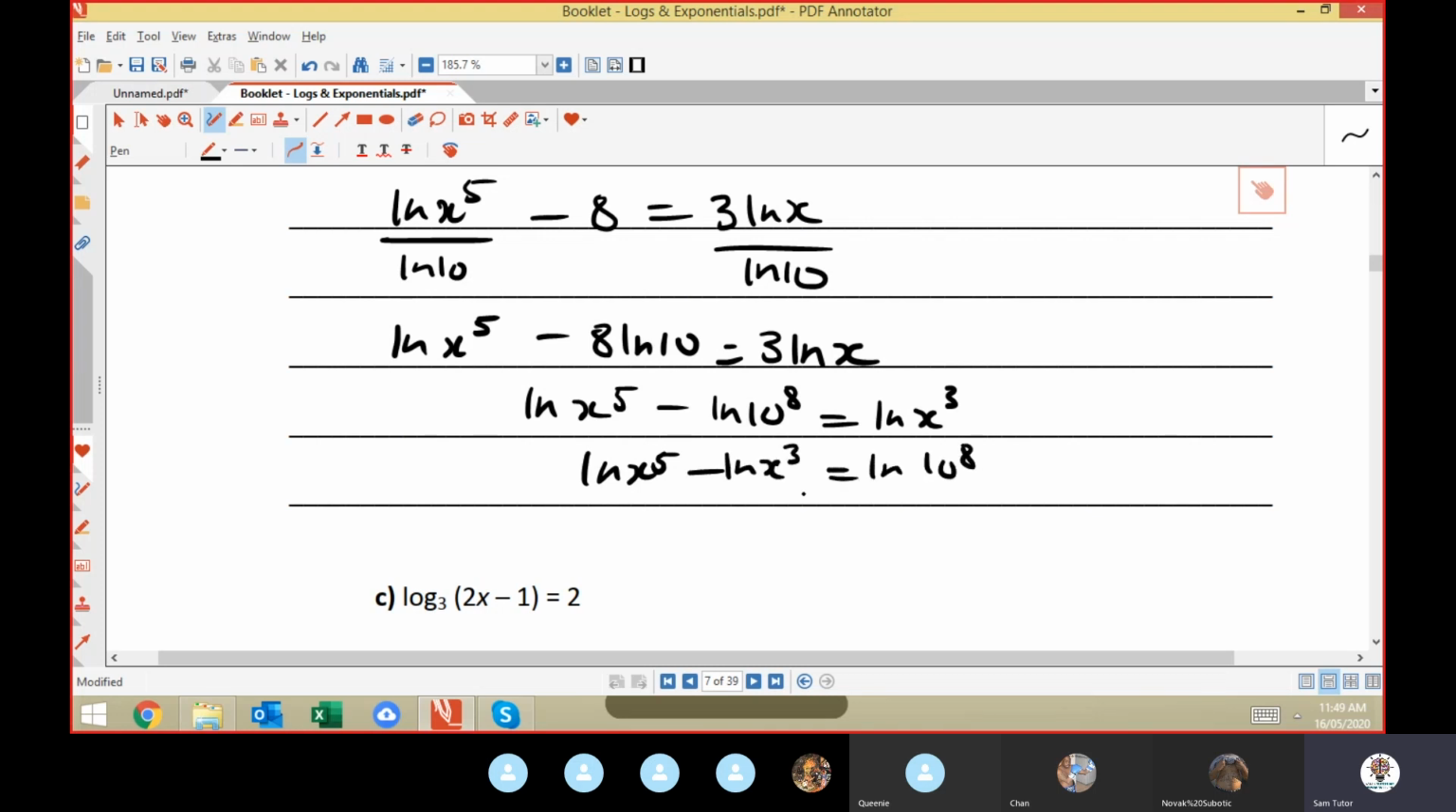It didn't matter if you didn't do this. It should not matter at all. But you're still going to divide. X to the 5 over x cubed is just x squared. X squared equals log 10 to the power of 8. Get rid of your log, square root that. That becomes 10 to the power of 4, which is what, 1,000? 10,000?